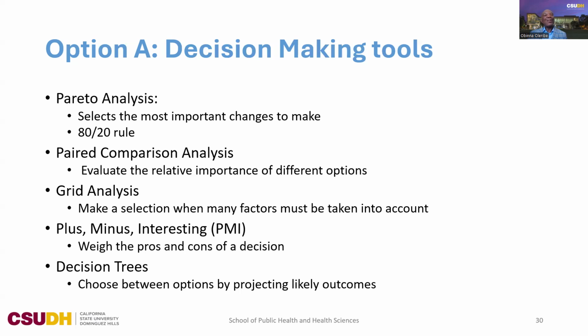Then the plus minus interesting, PMI, is also very interesting. What are the pros, the plus? What are the cons, the minuses? And what is interesting about this issue, for instance, or who you want to marry, where you want to work, where you want to live, what car you want to drive, you can use a PMI to analyze that. And finally, you can use a decision tree as well for that analysis, choosing between options based on outcome variables and the strength of those outcomes.